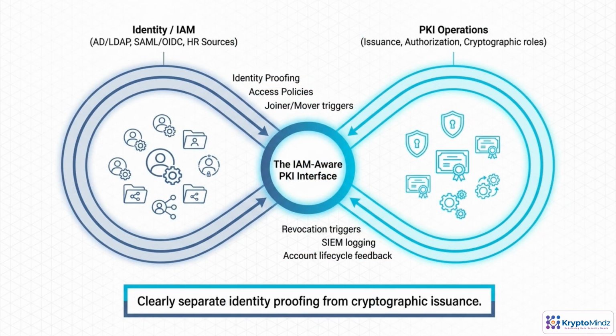You can view this lifecycle as two engines working together, but with different responsibilities. On the identity side, IAM systems handle proofing, HR-driven joiner-mover-leaver events, and access policies. They decide who should get what kind of credential and when that should change. On the PKI side, CAs focus on cryptographic operations only, issuing, renewing, and revoking certificates based on trusted inputs. The IAM-aware interface in the middle is where these worlds meet. Your design goal is strict separation. IAM proves and governs identity, while PKI enforces cryptography according to IAM's instructions and feeds back revocation and lifecycle events.